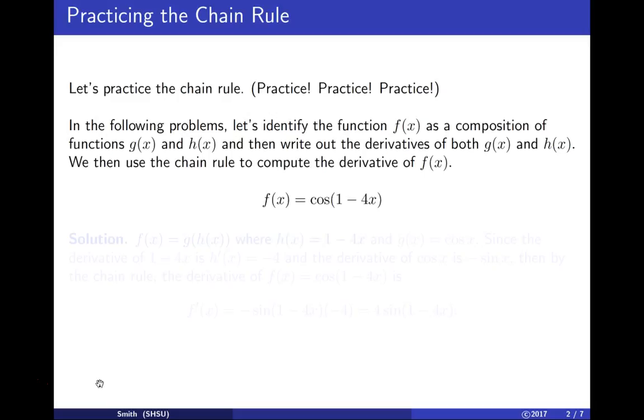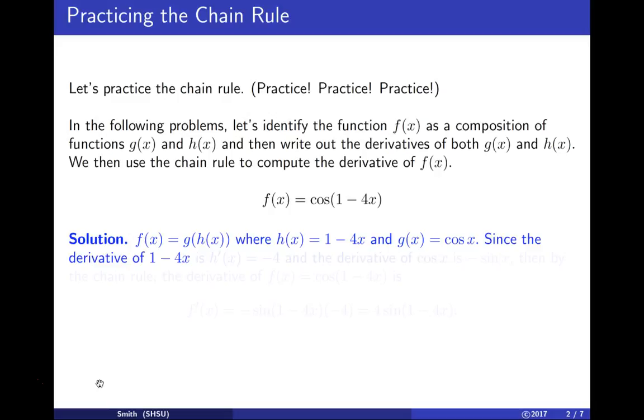Suppose f of x is cosine of 1 minus 4x. I'm going to think of f as g of h, where h is the inside function and g is the outside function. Here, h of x is 1 minus 4x, and g of x is cosine x. This function f can be thought of as first computing 1 minus 4x, and then after that's done, computing the cosine. Now we know the derivative of 1 minus 4x is minus 4.